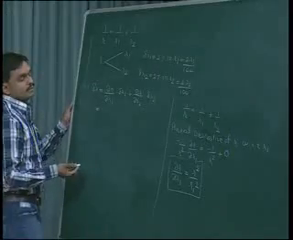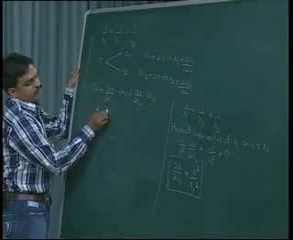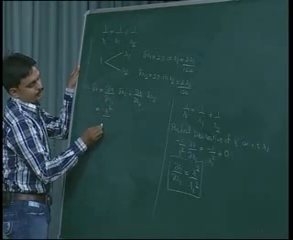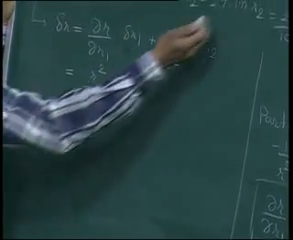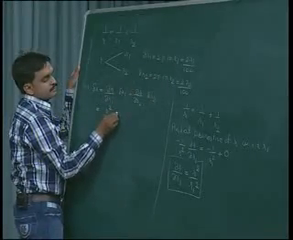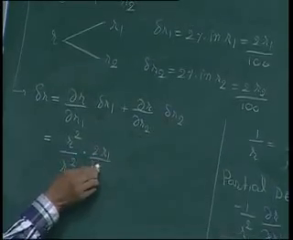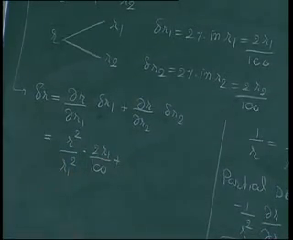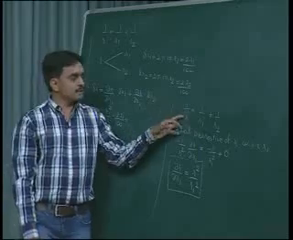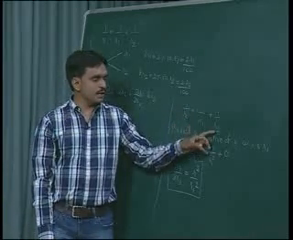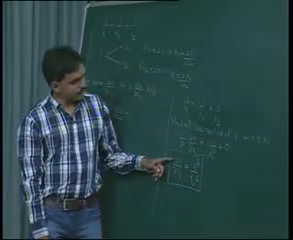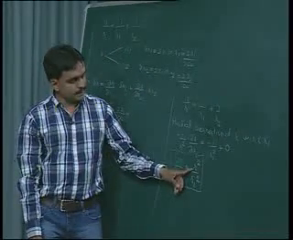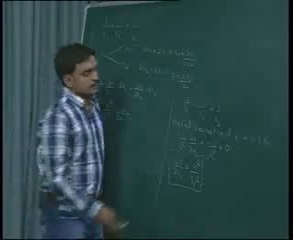Del r by del r1 is r square upon r1 square, multiplied by the change in r1, that is 2 r1 by 100. So, 2 r1 by 100. Here 1 upon r is equal to 1 upon r1 plus 1 upon r2. We take the partial derivative with respect to r1 only. At that time we have del r by del r1 equal to r square upon r1 square.